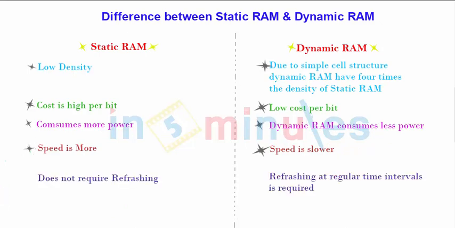Moving on to the next point, in static RAM the memory is stored as long as the power is on, hence no refreshing is required while you are dealing with static RAMs, whereas refreshing at regular time intervals is required for dynamic RAMs. Why? Because as I said earlier, in the dynamic RAM the information is stored in terms of MOS capacitors, which change with time. Therefore it has to be refreshed at regular intervals of time.